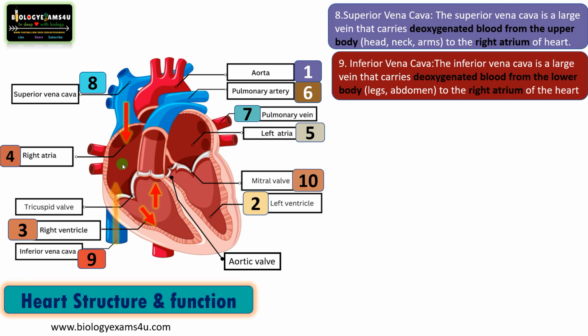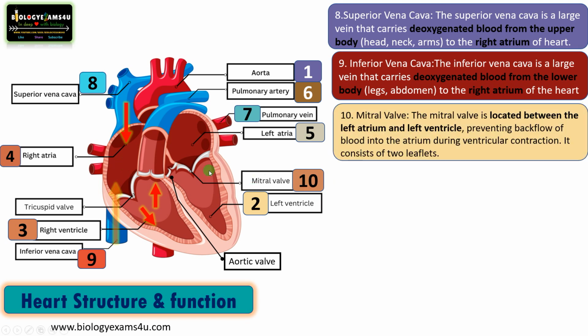The next structure is a valve which is called the mitral valve. It is located between this left atrium and this left ventricle, preventing backflow of blood into the atrium during ventricular contraction. It has 2 leaflets.